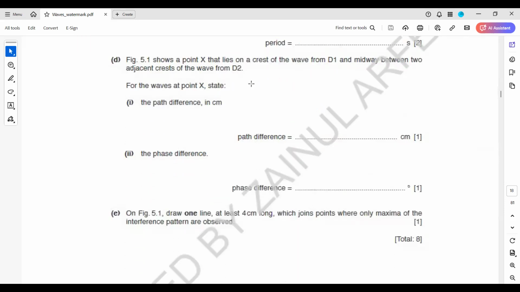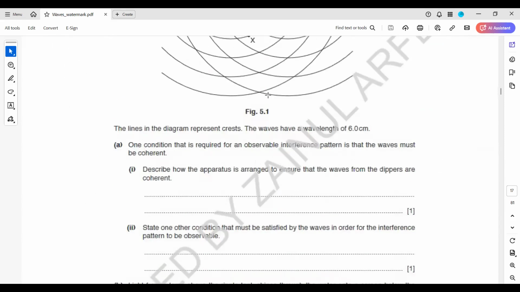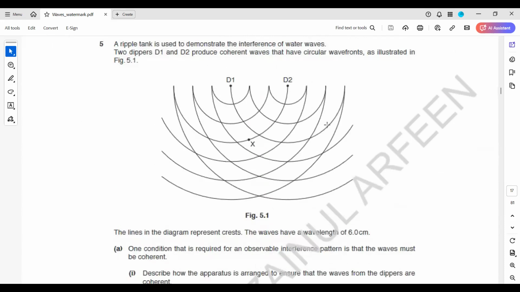Next is figure 5.1, which shows a point X that lies on a crest of wave D1 and midway between two adjacent crests of D2. This is point X, and it is lying on the crest of D1 and midway between the waves of D2. The red lines represent the waves of D2, and the blue represents the waves of D1.